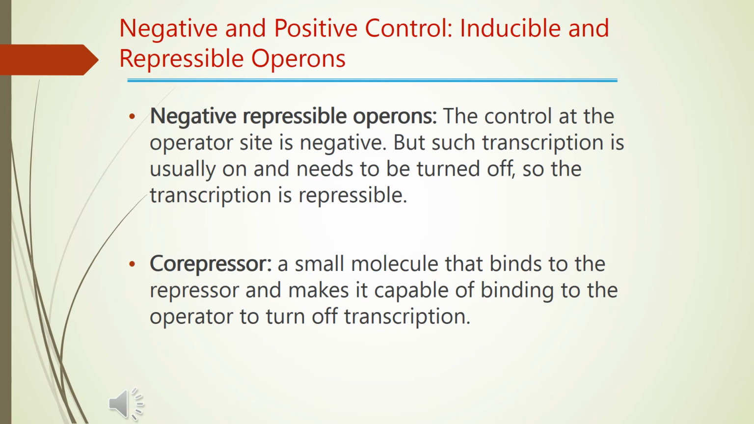So how does it work? Here, like the inducer, there is another molecule which is known as co-repressor, a small molecule that binds to the repressor and makes it capable of binding to the operator to turn off transcription. So this is just the opposite of inducer. It will bind with the repressor and make it capable of binding to the operator to turn off transcription.